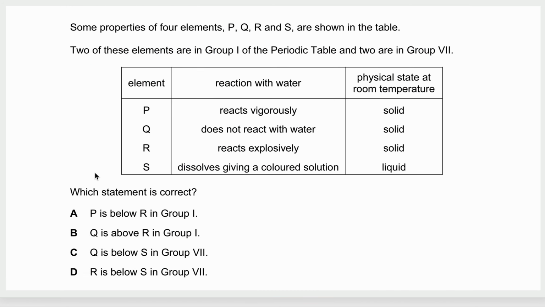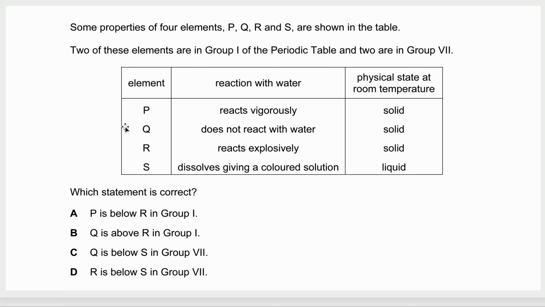Let's take a look at this question for understanding. It says some properties of four elements P, Q, R, and S are shown in the table. Two of these elements are in group 1 of the periodic table and two are in group 7. So let's take a look at this one. We have element P, which reacts vigorously and is a solid. This is an indication that since it is a solid and reacts vigorously, it can only be in group number 1 in the periodic table.